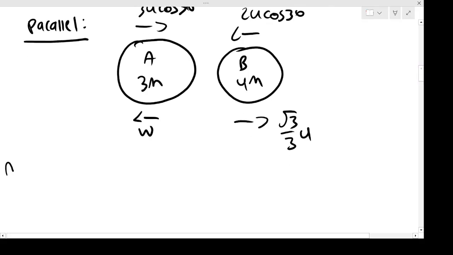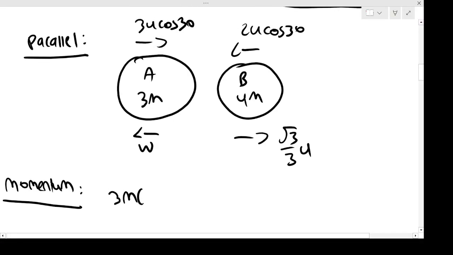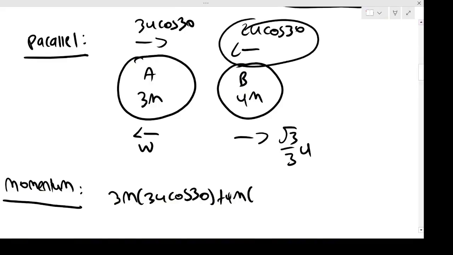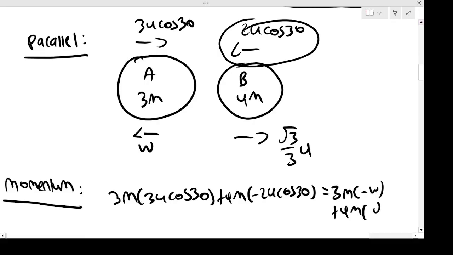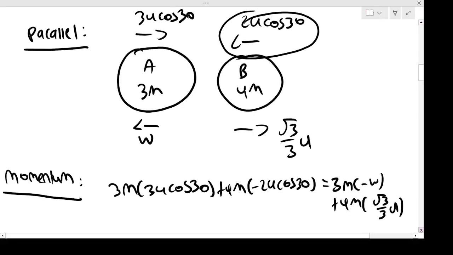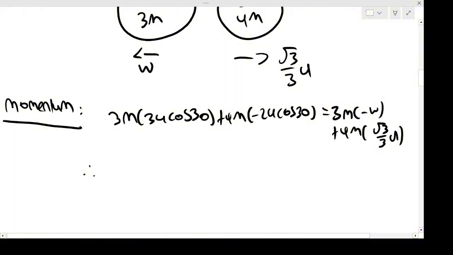And so then I can do momentum. So that's going to be 3m lots of 3u cos 30. And then 4m lots of minus 2u cos 30, because it's going in the negative direction. That's going to be 3m lots of minus w, sorry, because that's again going in the negative direction, and then 4m lots of root 3 over 3u. So hopefully happy with that. Now I can simplify all of this.